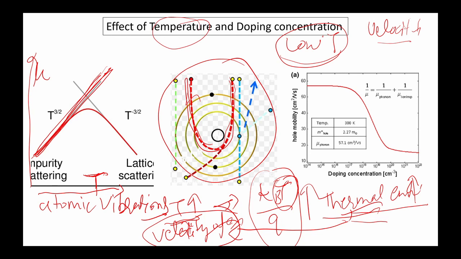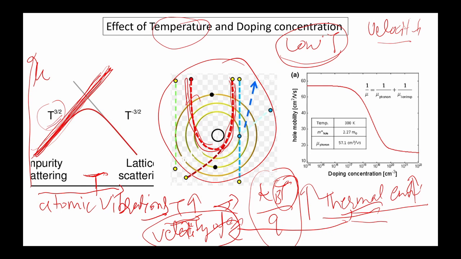Impurity scattering decreases with the increase in temperature because velocity increases. Then what will happen? Mobility will increase. Therefore the mobility is increasing. From the experimental data, plotted with temperature and mobility, it came out that there is a direct relation, T raised to the power 3 by 2.